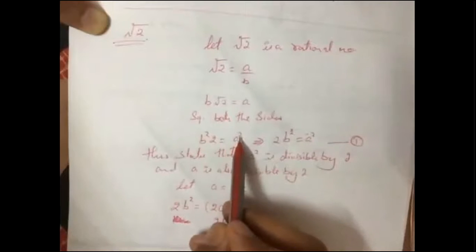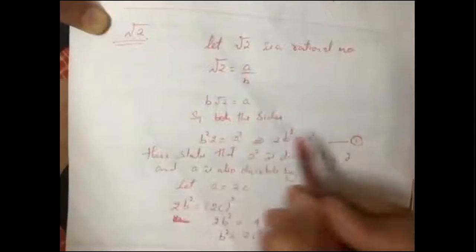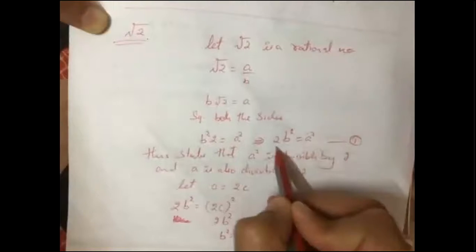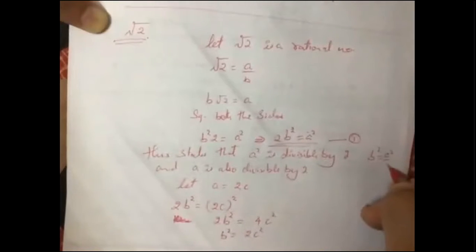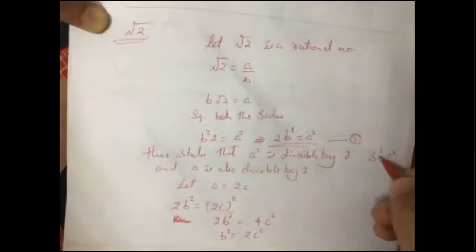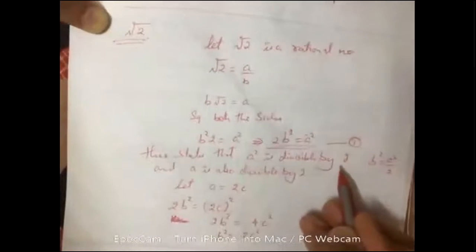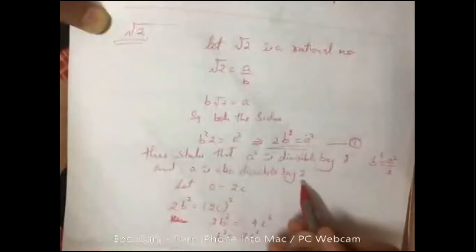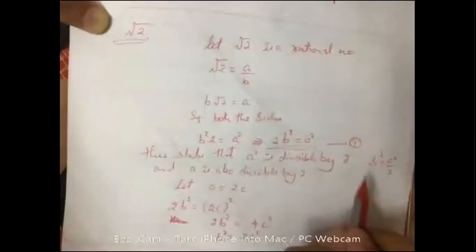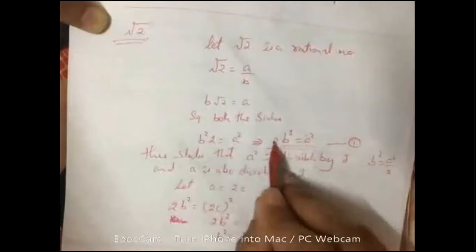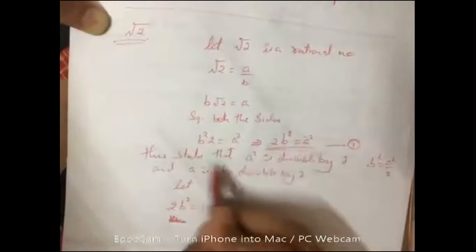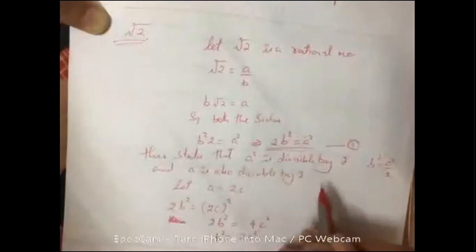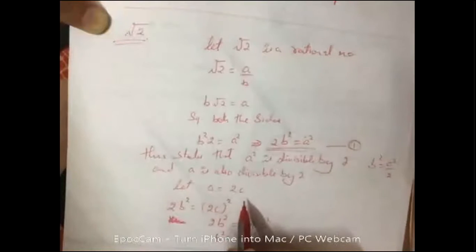b square 2 equals to a square. It will become 2b square equals to a square. We can write it like this. Over here, what we get to know is that b square equals to a square by 2. ठीक है, और ये कब possible है? Only when a square is divisible by 2 and a is also divisible by 2. a square और a दोनों अगर 2 से divisible हो सकते हैं, तभी ये चीज possible है. As this statement states that both a square and a are divisible by 2, therefore we'll take a equals to 2c.